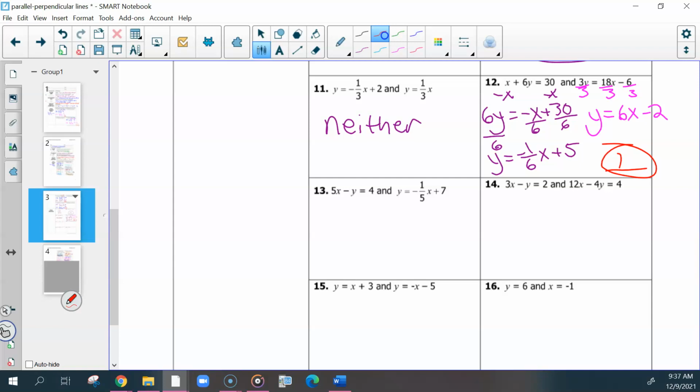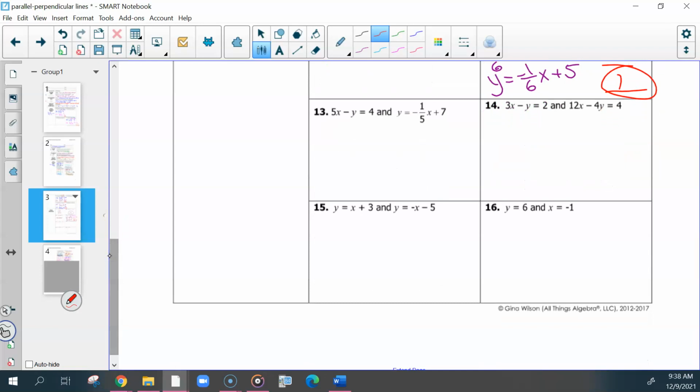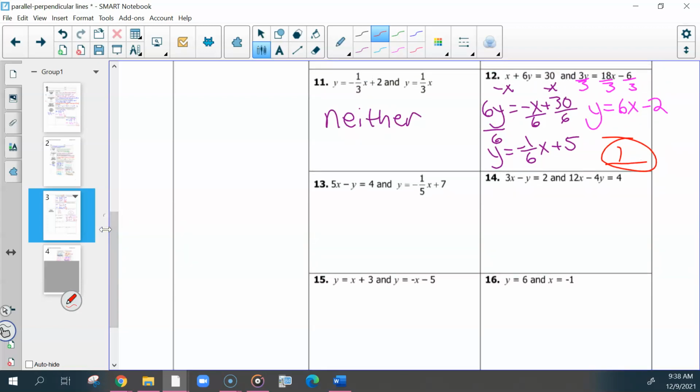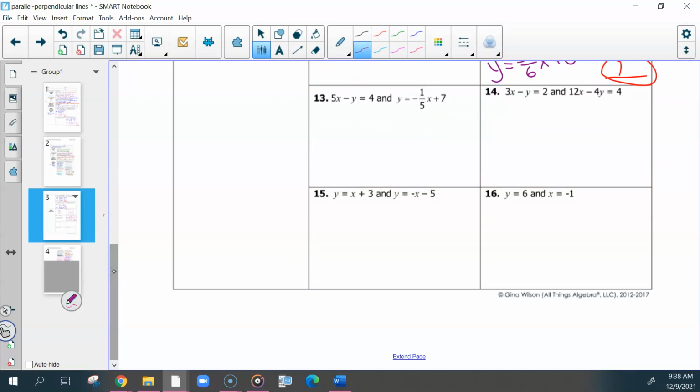We're going to do one more of these and I'm going to let you try some. We're going to do 16. For 16, we need to know the slopes of these two equations. What would the slope of y equals 6 be? This one is 0. And the other one is undefined.